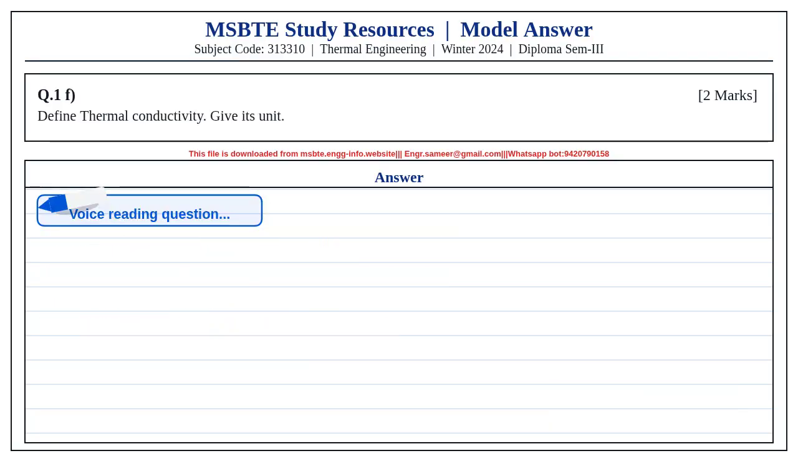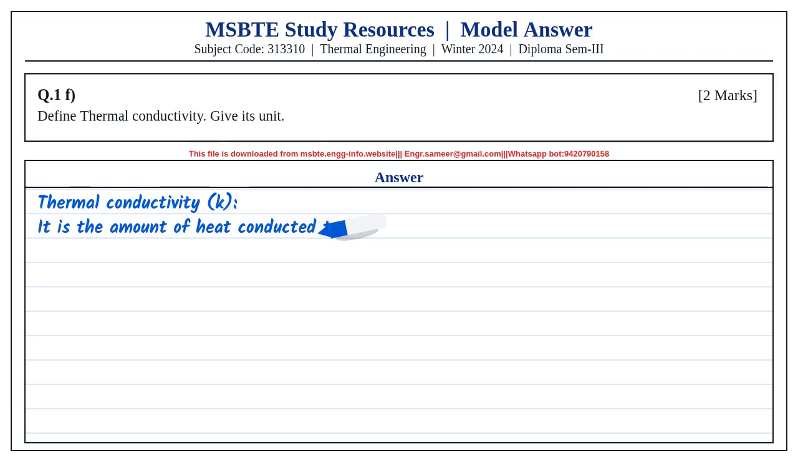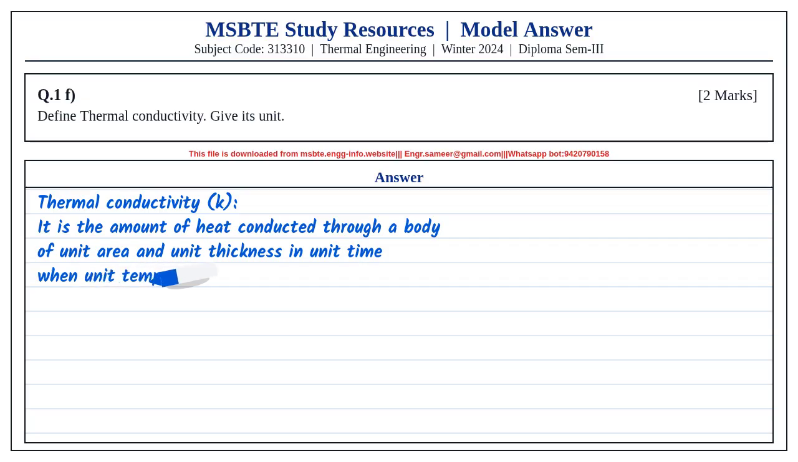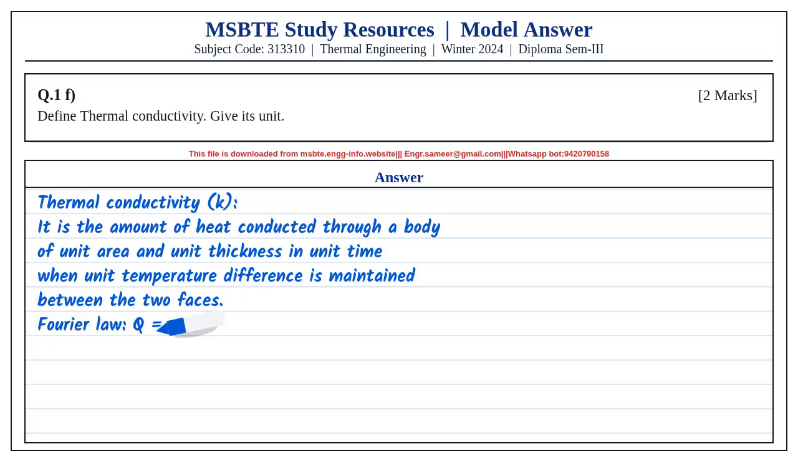Question 1f. Define thermal conductivity and give its unit. Thermal conductivity is the amount of heat conducted through a body of unit area and unit thickness in unit time, when unit temperature difference is maintained between the two phases. According to Fourier law, Q is equal to minus KA into dT by dx. Its unit is watt per meter Kelvin.